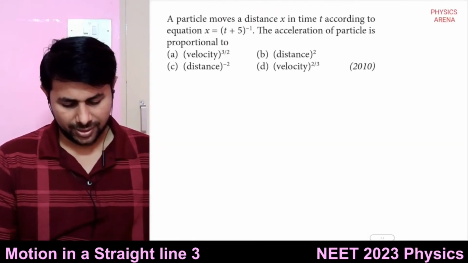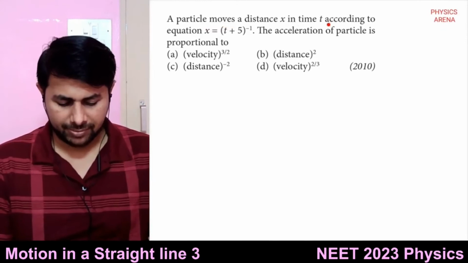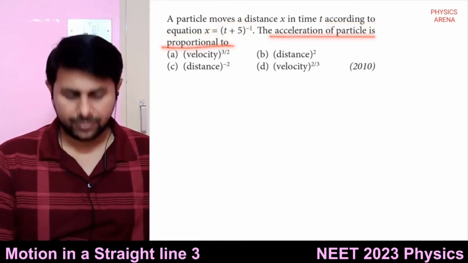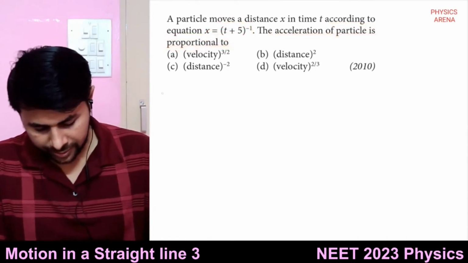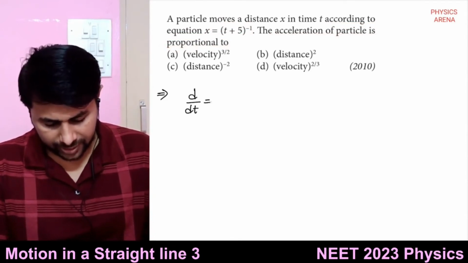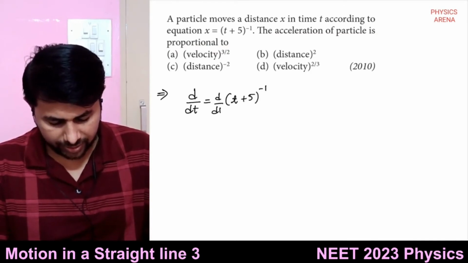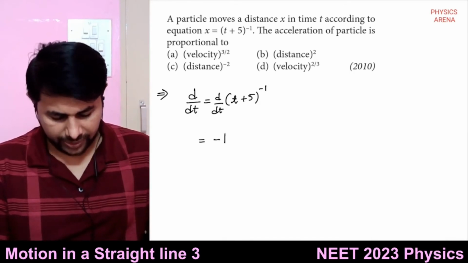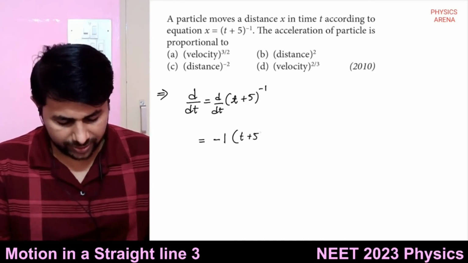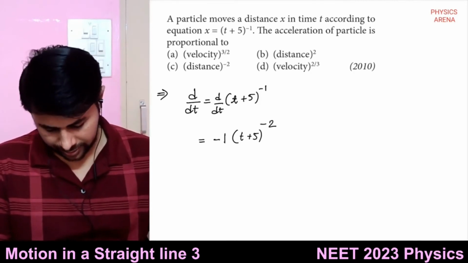Then let's see this question. A particle moves a distance x in time t according to the equation. This is the equation. The acceleration of the particle is proportional to what? Let's find out. First of all, let's find out velocity. dx by dt is the derivative of t plus 5 raised to minus 1. The power comes in multiplication: minus 1 multiplied by t plus 5 raised to minus 1 minus 1, that's minus 2.